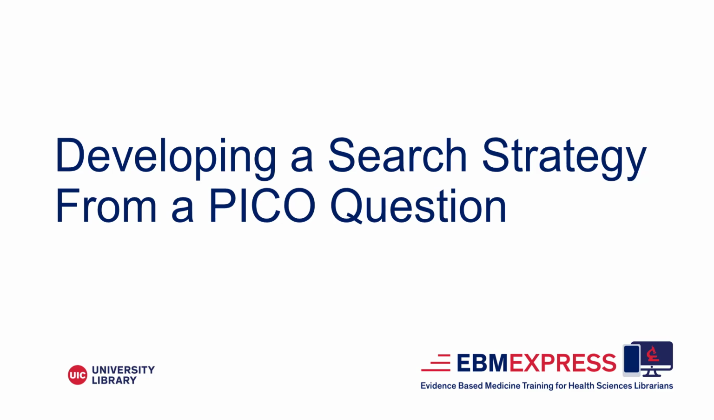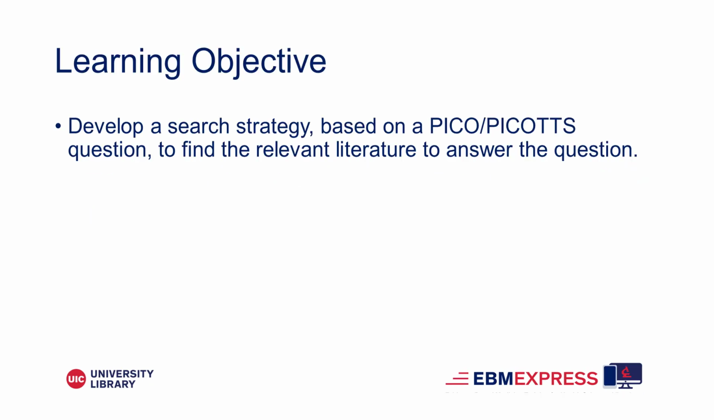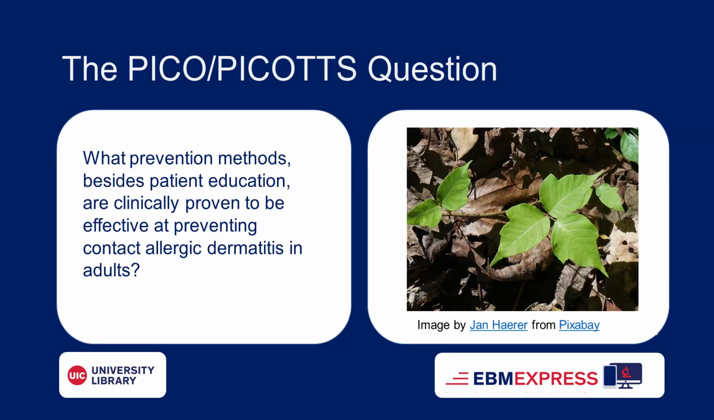This section is on developing a search strategy from a PICO question. The learning objective is to develop a search strategy based on a PICO or PICOTTS question to find the relevant literature to answer a clinical question. As we explore the PICO search strategy, we will use this question: what prevention methods besides patient education are clinically proven to be effective at preventing contact allergic dermatitis in adults?